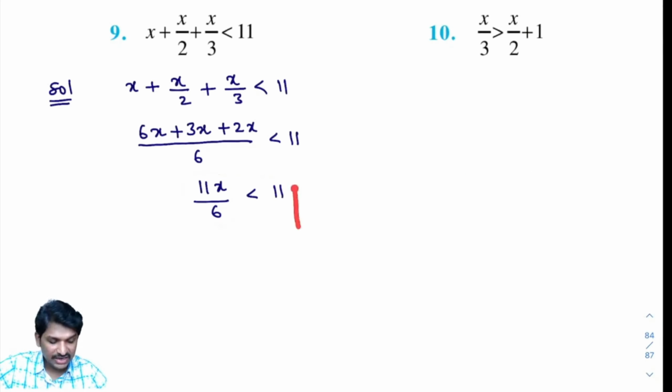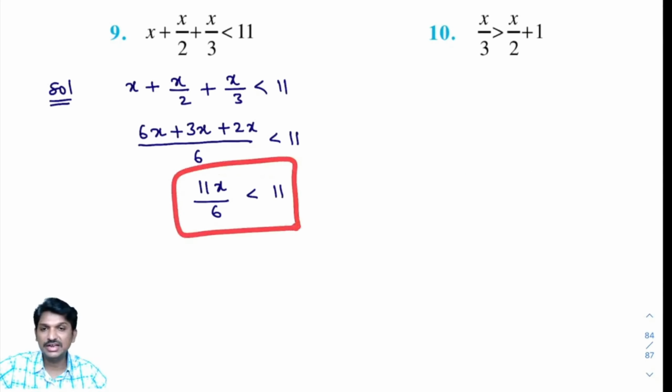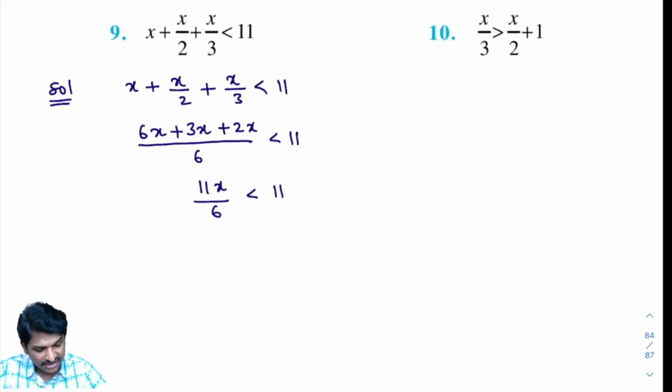For an inequality, if we multiply with a positive real number, does the inequality sign change or remain the same? Rule number 2: for an inequality, if I multiply with a positive real number, the inequality sign remains the same. So, multiply with 6 by 11 on both sides. 6 by 11 into 11x by 6 is less than 11 into 6 by 11. This is the inequality now.